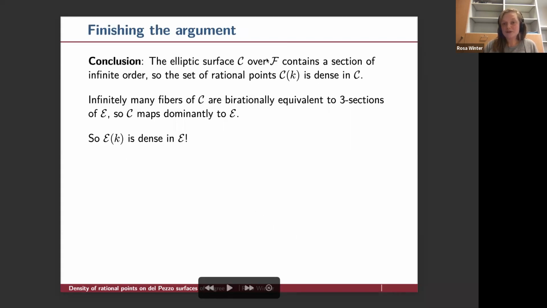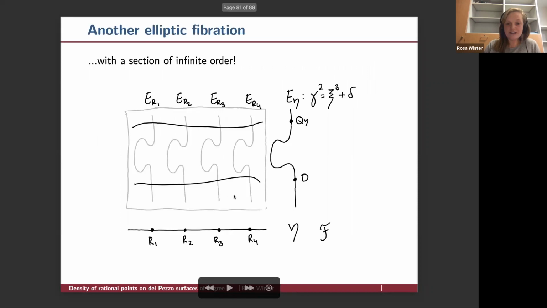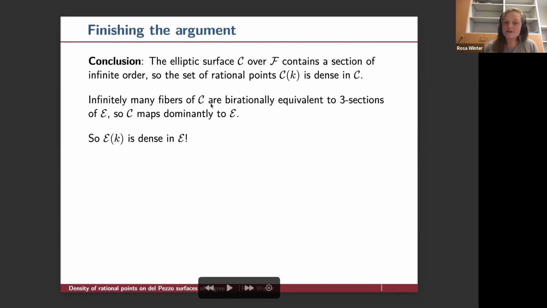So this elliptic surface over the fiber contains a section of infinite order, and therefore the rational points on this elliptic surface are dense. But infinitely many of these fibers are actually birationally equivalent to these 3 sections coming from these points. And these 3 sections live in my elliptic surface that I started with. So infinitely many of these fibers are birationally equivalent to 3 sections of E. So this surface maps dominantly to E, and therefore also the set of rational points on E is dense.